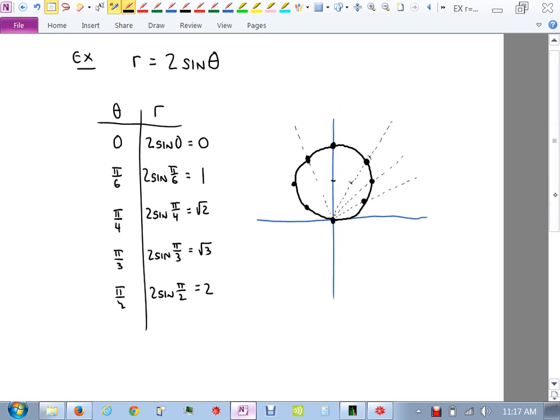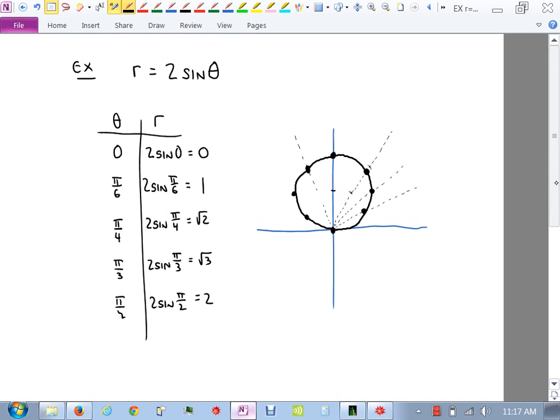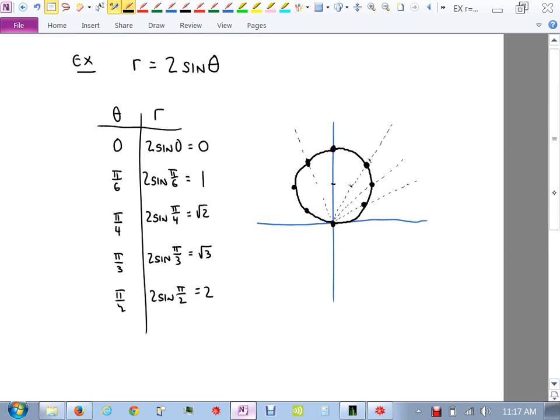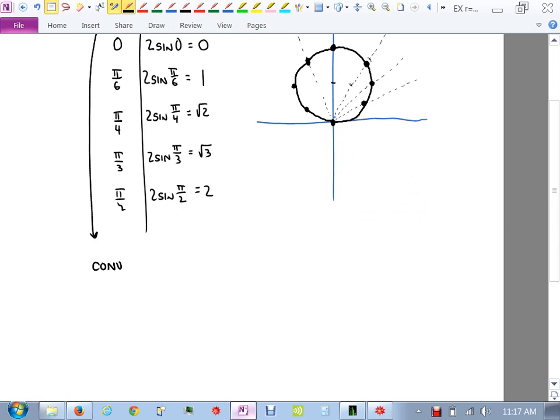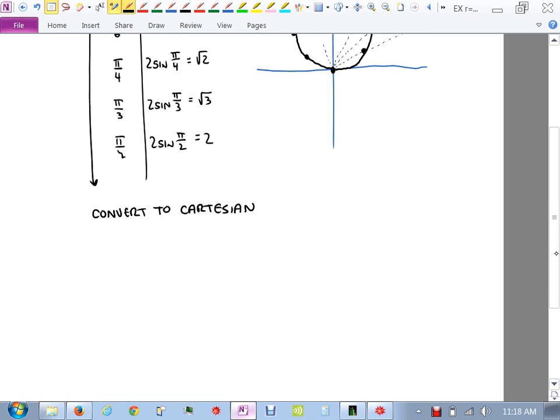So let me show you how we can convince ourselves that this is a circle. Watch this. I want to take this equation down here and try to convert it to Cartesian. Now you can't always do this easily, but with this one you can. So what we know right now is that r is equal to 2 sine theta. And the only thing that we have to go off of is this.